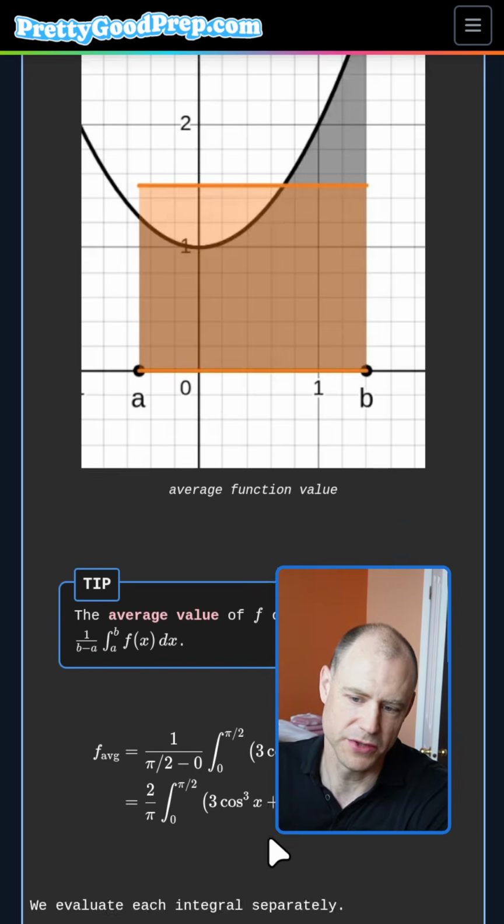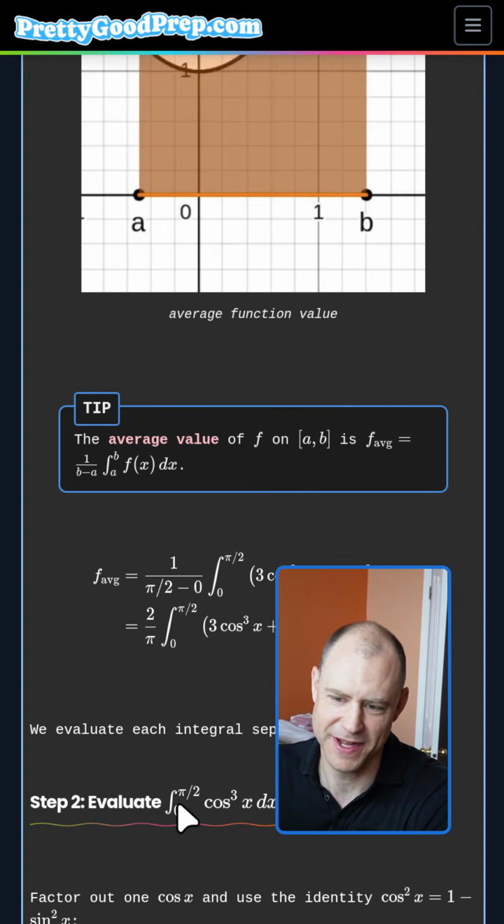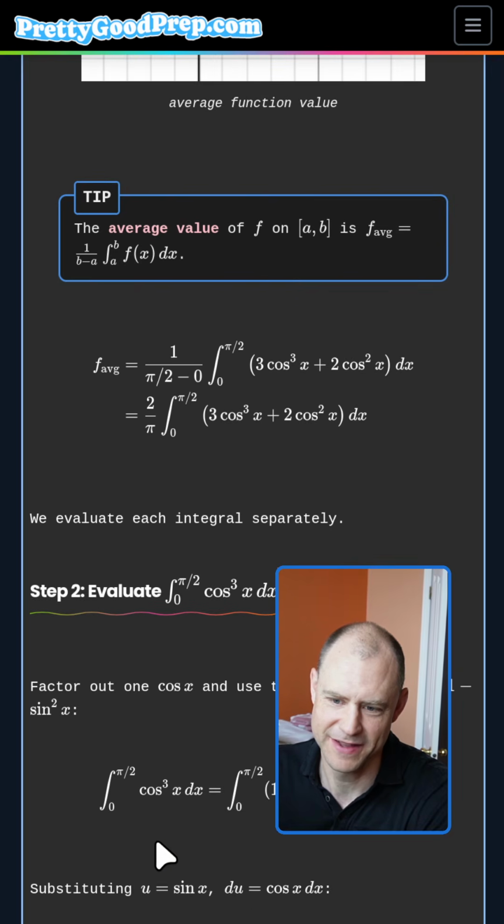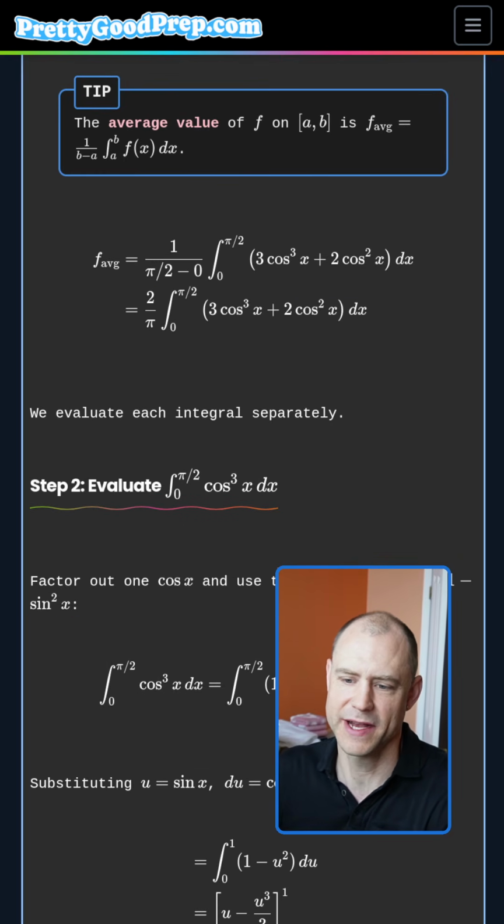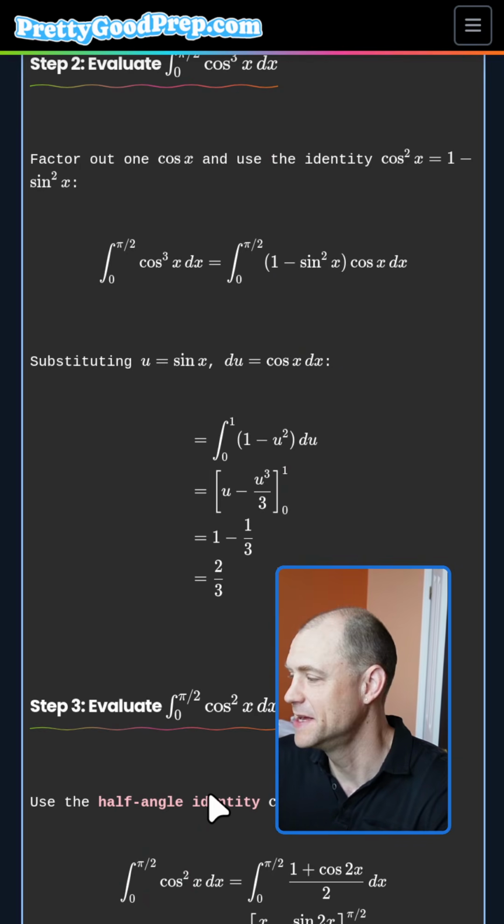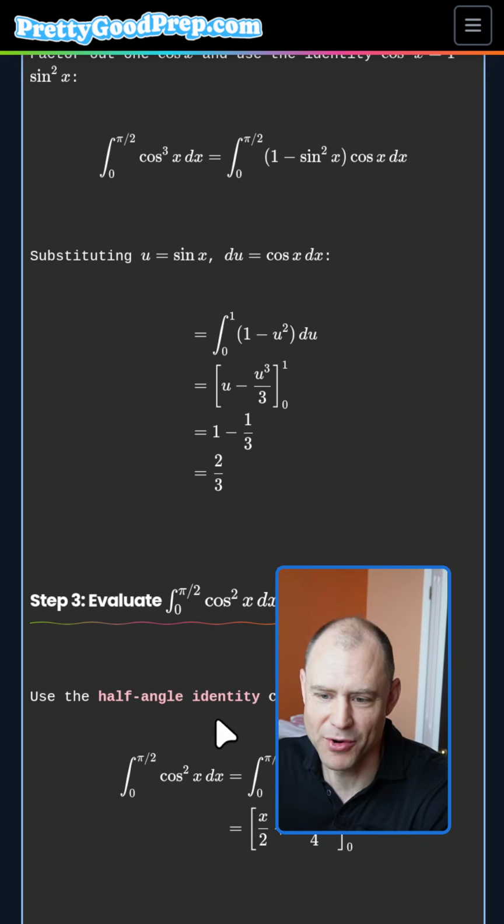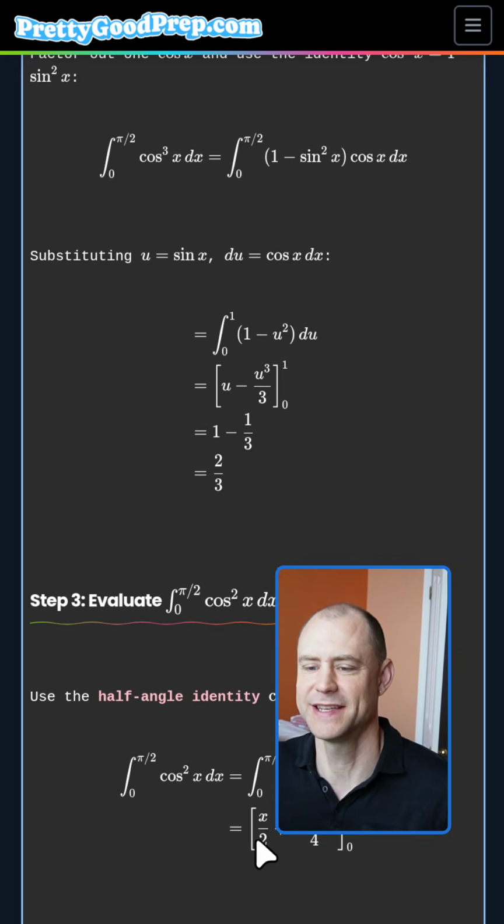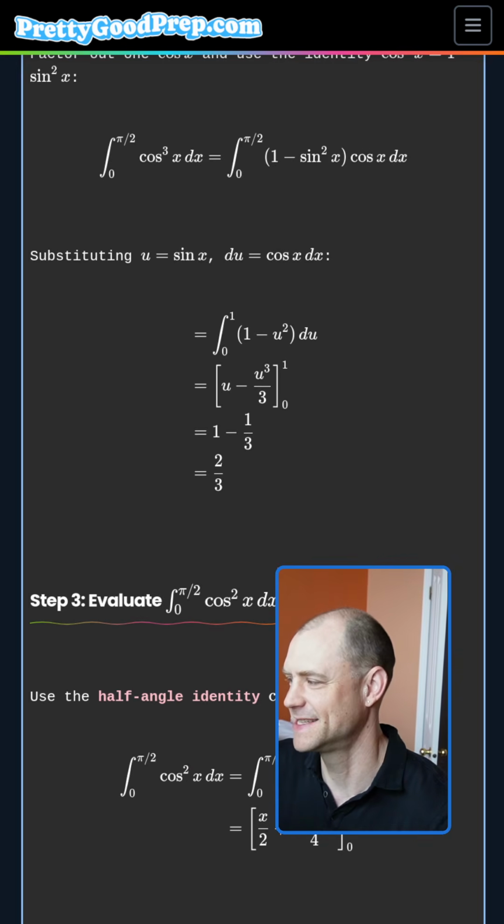You should hopefully be able to do some of these on your own, right? I don't have time to go through all of them, obviously, but there's cosine cubed. You have to use the Pythagorean identity. And for the other one, cosine squared, you have to use the half angle identity. This one, I suggest you memorize. Memorize that the integral of cosine squared x is equal to this here. Okay, that's the last tip for this video.